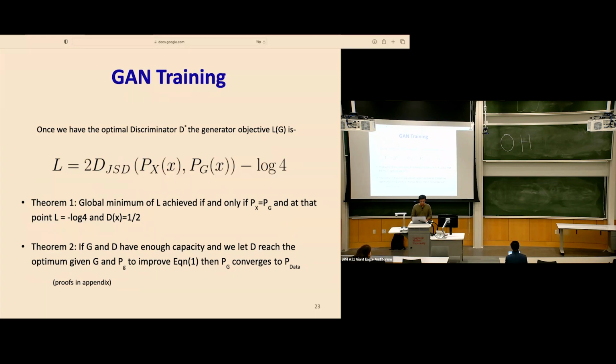The global minima of L is only achieved if and only if P of X is equal to P of G. And at that point, the objective is negative log 4, and the discriminator is unable to differentiate and is just randomly guessing. Another theorem is that if the generator and discriminator have enough capacity, and we train this in this two-step process by first getting an optimal discriminator and then using that to optimize for the generator, then P of G converges to the data distribution. So you can find proofs for these in the appendix.